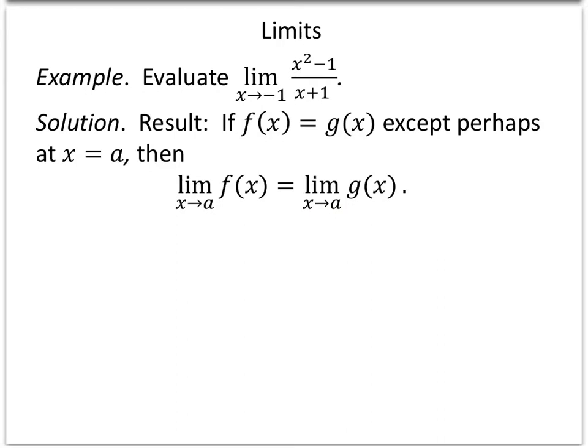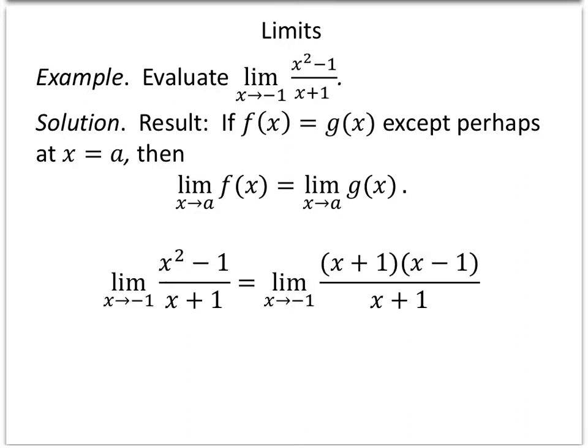And the reason for that is because limits ask us what's happening with the function when we are close to but not equal to a. So we say we're not going to require that they be equal at x equals a. So what's happening to f when x is close to but not equal to a? What happens to g when x is close to but not equal to a? Well, because the two functions are equal when x is not equal to a, this limit result is true.